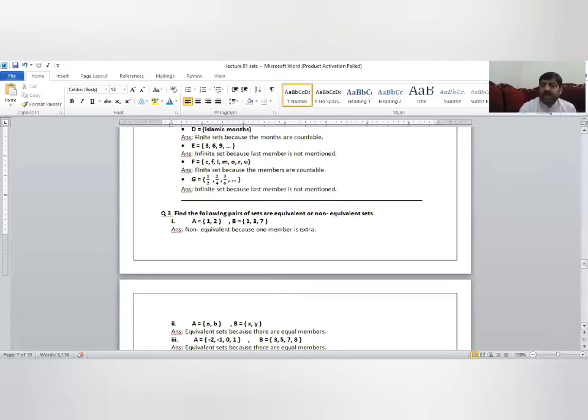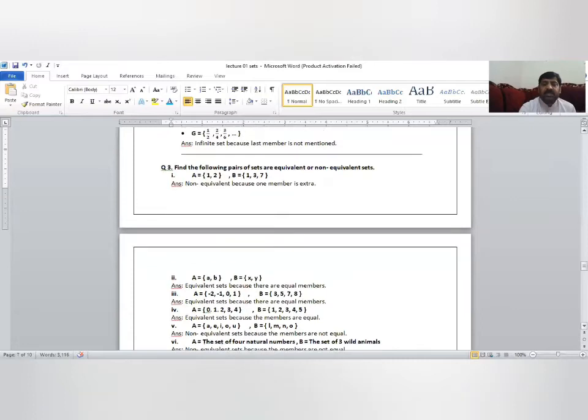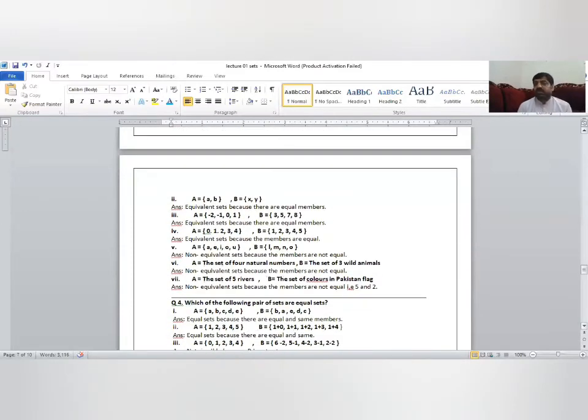Dear students, in part number 2, set A consists of 2 elements and set B consists of 2 elements, but it is not a necessary condition that they should be identical. Their strength is the same, the quantity is the same, the number of elements is the same. So that is why it is an equivalent set. In the third part, we have 4 elements, and the corresponding set B also consists of 4 elements. It is not necessary that they should be the same, but the quantity is equal. So sets A and B are equivalent sets.